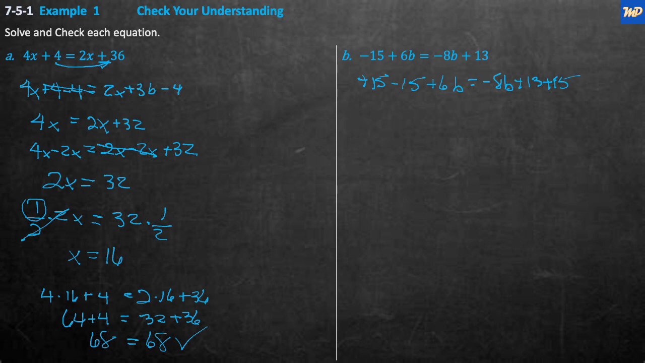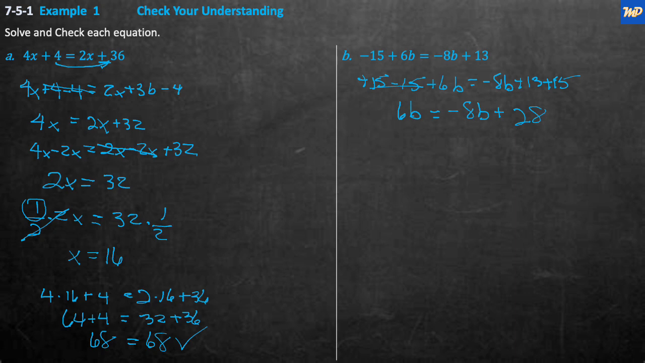Plus 15. So if we do this, the plus 15 and the minus 15 are going to disappear, and we're going to end up with a 6b. And that's going to be equal to minus 8b plus 15 and 13. 15 and 13 is 28.